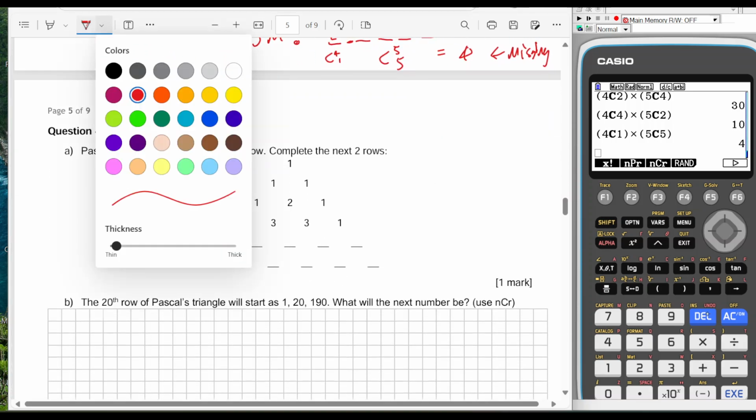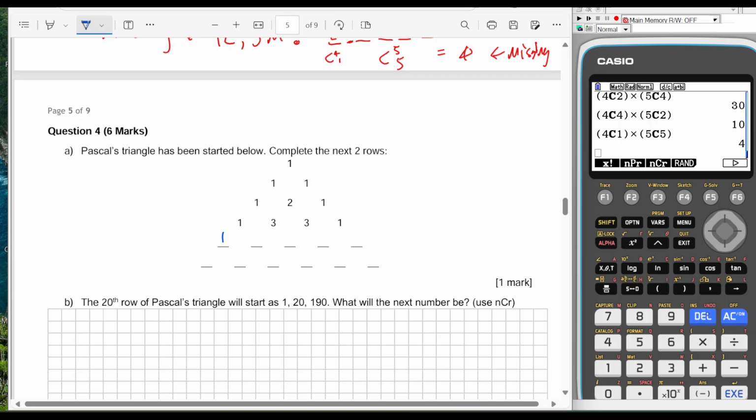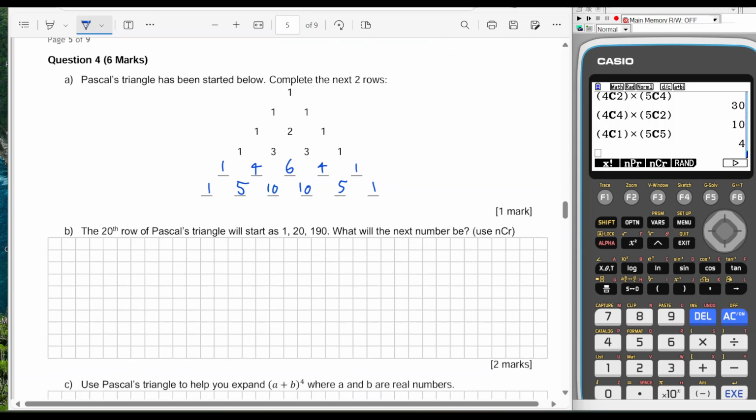Okay, Pascal's triangle. So we do this by chucking 1s along all the outsides. Now 1 and 3 up there give us 4. 3 and 3 give us 6. 3 and 1 give us 4. 1 and 4 give us 5, 10, 10, 5. And that's Pascal's done. The 20th row starts as this.